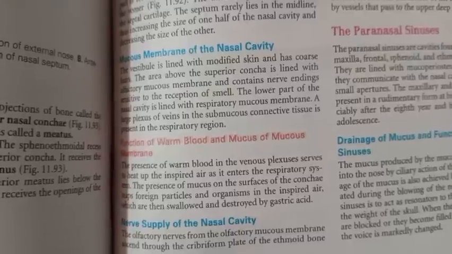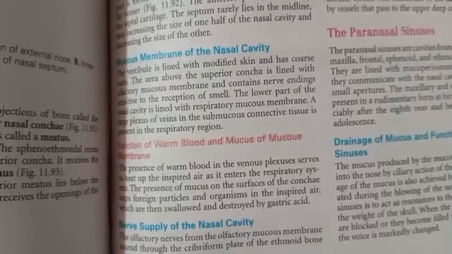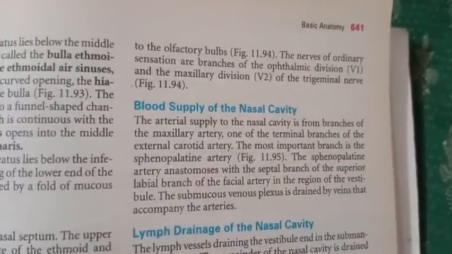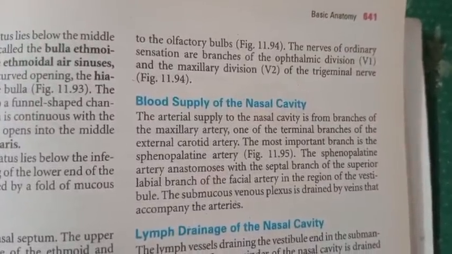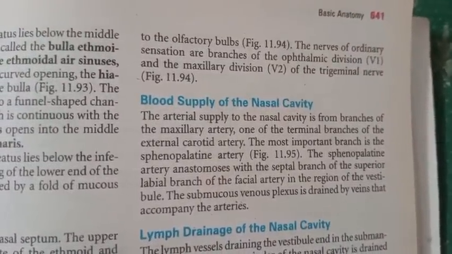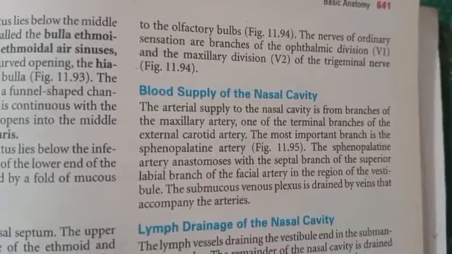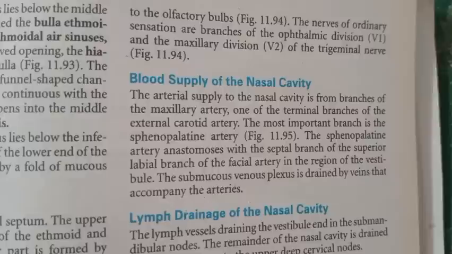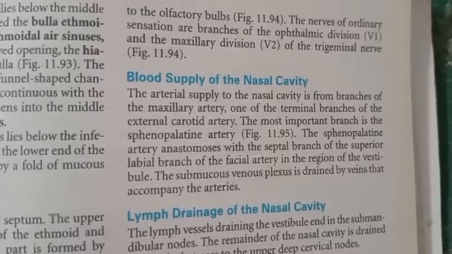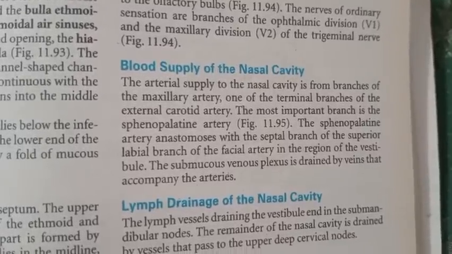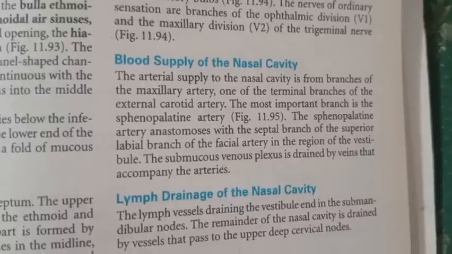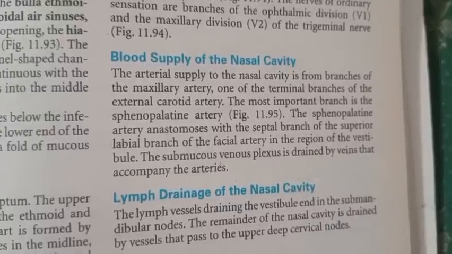The olfactory nerves pass from the olfactory membrane through the cribriform plate of the ethmoid bone to the olfactory bulbs. The nerves of ordinary sensation are the branches of the ophthalmic division and the maxillary division of the trigeminal nerve. The blood supply of the nasal cavity is from the branches of the maxillary artery, one of the terminal branches of the external carotid artery.